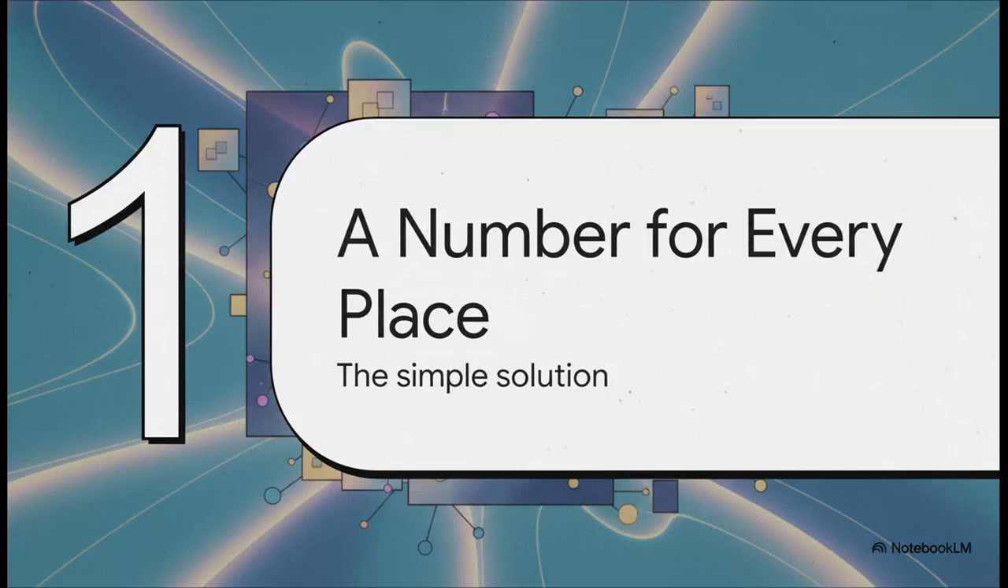So how in the world do you teach an AI that's blind to order all about sequence? Well, the solution is surprisingly elegant, and honestly, at its heart, it's a really simple idea. We're basically just going to give every single word a number to mark its place in line.